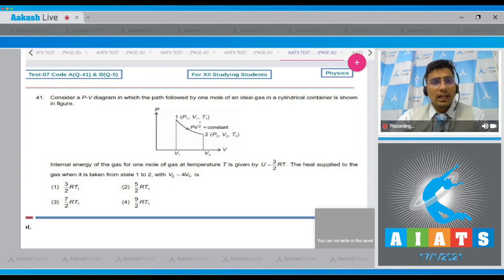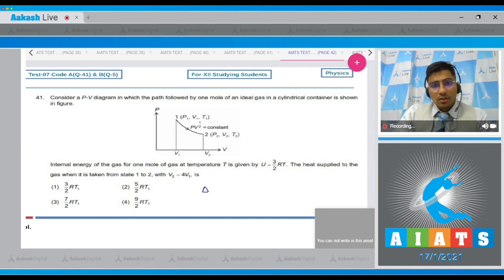In this question, a PV diagram has to be given. Now the internal energy for 1 mole of gas at temperature T is also given, that it is 3/2 RT. The heat supplied to the gas when it is taken from 1 to 2 with V2 equal to 2V1 is something that we have to find out.